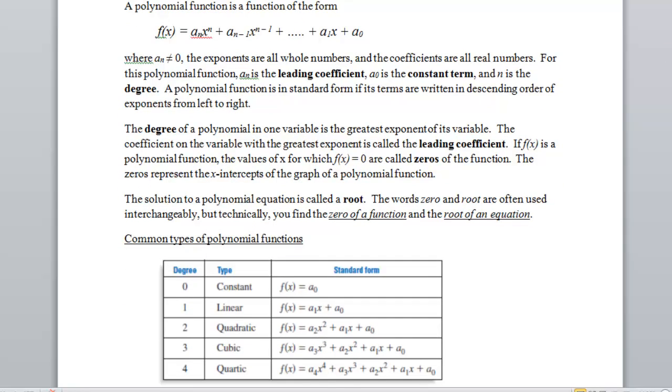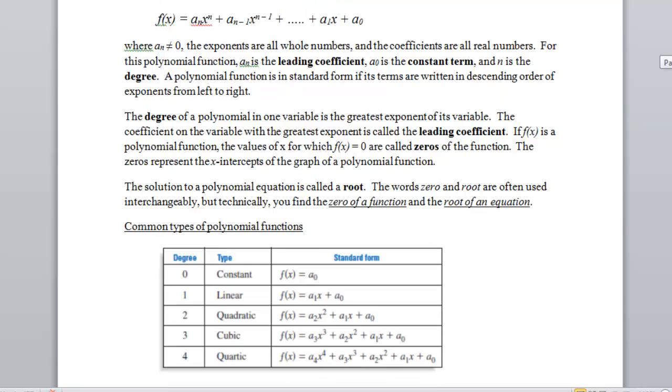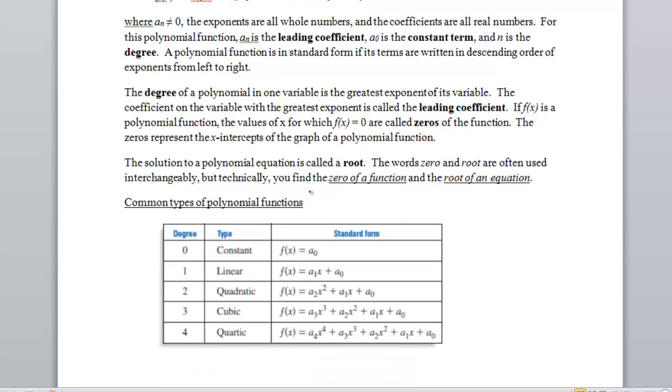So you can see here this generic form. We have lots of variables going on here: a_n x^n, plus a_(n-1) x^(n-1), and down all the way to a_0. And so that can be a little bit confusing unless we, say, put some numbers in it. So what I'd like to do is just kind of give you a few examples of what we're talking about here. So if you look down here at the common types of polynomials, you can see we're going to have a constant, a linear, quadratic, a cubic, a quartic.